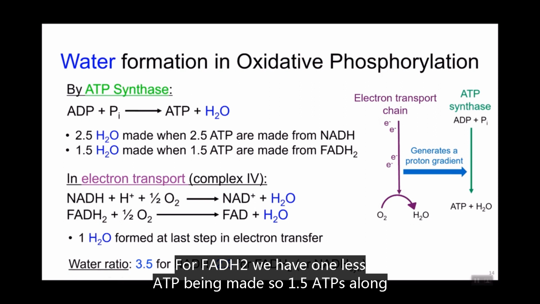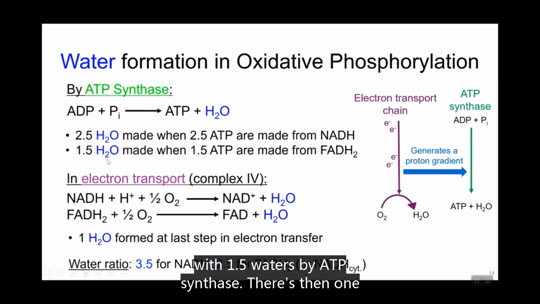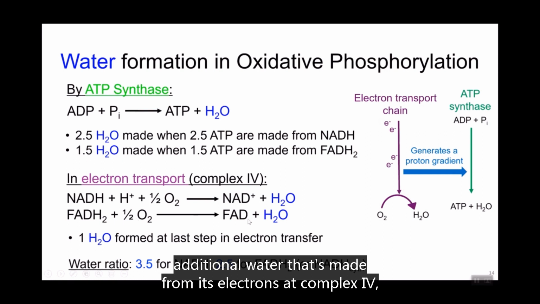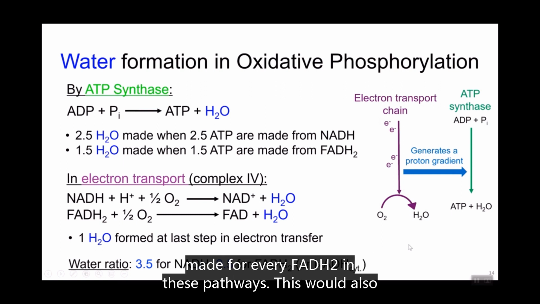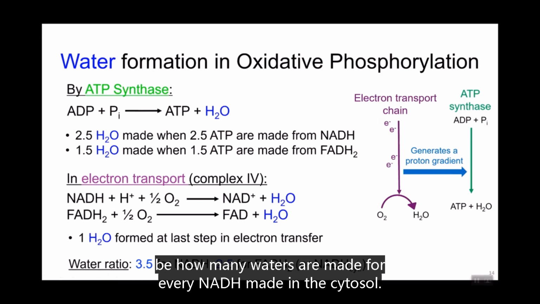For FADH2, we have 1 less ATP being made, so 1.5 ATPs along with 1.5 waters by ATP synthase. There's then 1 additional water that's made from its electrons at complex 4. So the water ratio for FADH2 is going to be 2.5, or 2.5 waters made for every FADH2 in these pathways. This would also be how many waters are made for every NADH made in the cytosol.